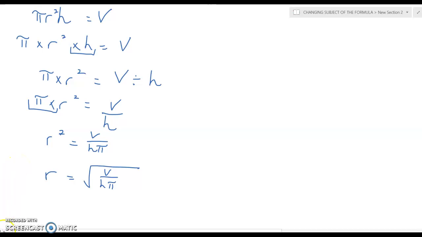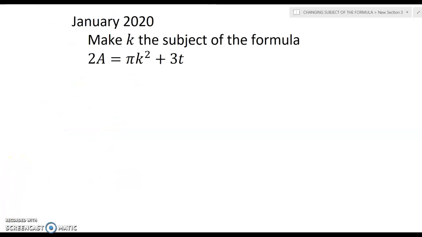And let's look at another question again. Okay, so now we have a question from January 2020. Make k the subject of the formula, and this is the formula here: 2a is equal to pi k squared plus 3t. We want to make k the subject. So again, let's just switch the sides. So pi k squared plus 3t is equal to 2a.